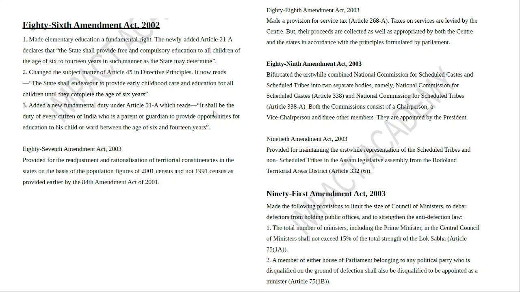And what does this 51A say? It shall be the duty of every citizen of India who is a parent or guardian to provide opportunities for education to his child or ward between the age of 6 to 14. So basically, the state will provide free education, and as a parent, it is your duty to see that you avail that education. So there are three articles which deal with education: 21A, 45, and 51A. And the fundamental duties are from the 42nd Amendment Act of 1976. And this 21A and the change in Article 45 is because of the 86th Amendment Act of 2002.